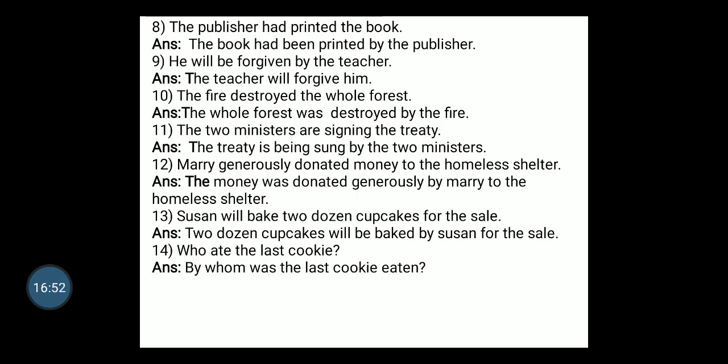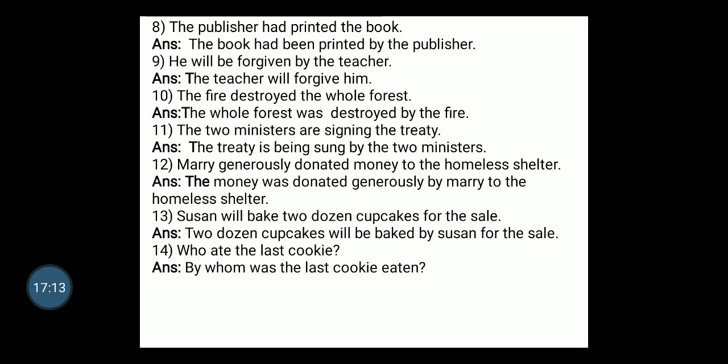Okay. Sentence number 9. He will be forgiven. Will be forgiven is passive voice, by the teacher. The teacher will forgive him. Sentence number 10. The fire destroyed the whole forest. Destroyed is active voice. The whole forest was destroyed by the fire.